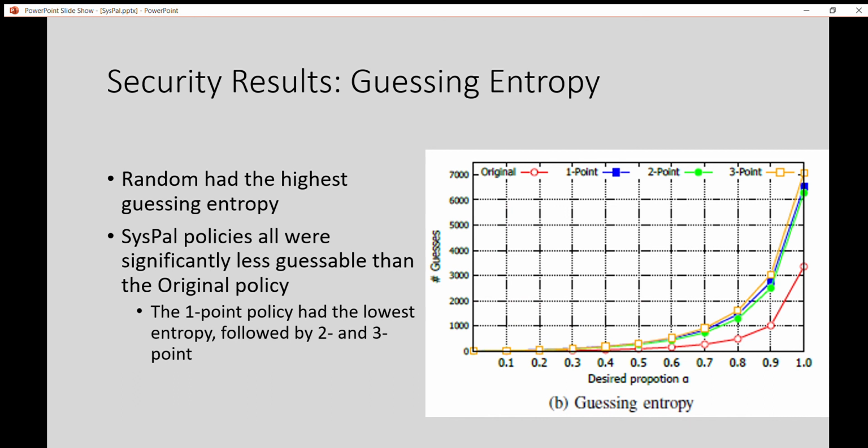You can see here in regards to entropy, random had the highest guessing entropy, whereas SysPal policies were all significantly less guessable than the original policy, which is down here. As you have higher entropy, the number of guesses required to guess the password increases. So you can see that all of the 1, 2, 3 point and the random had significantly higher entropy and higher required guesses from an attacker than the base policy. The 1 point policy had the lowest entropy, followed by the 2 and 3 point policies.